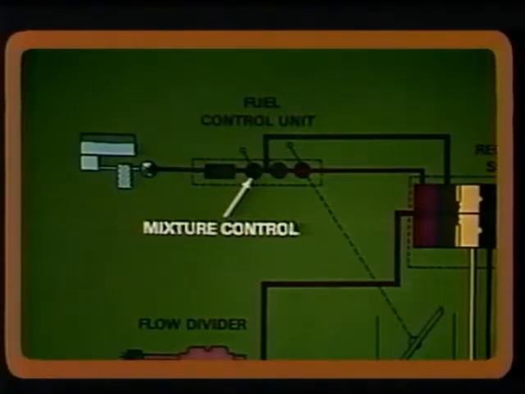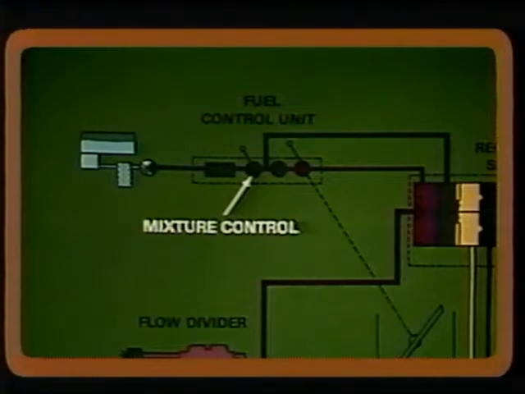In a fuel injection system, the mixture control is simply another variable orifice, connected in series with the throttle fuel valve. This orifice is controlled from the cockpit by the pilot and restricts the flow without having any effect on the airflow. To shut off the engine, the mixture control orifice is merely closed, which stops the fuel flow to the engine.